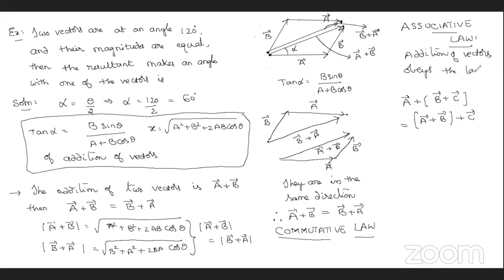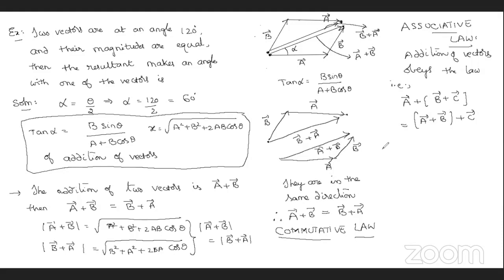The associative law. Already I wrote at the top, so it obeys the law. That is, I write here, A bar plus B bar plus C bar is equal to A bar plus B bar plus C bar. Okay. And here, this is actually your subjective question.